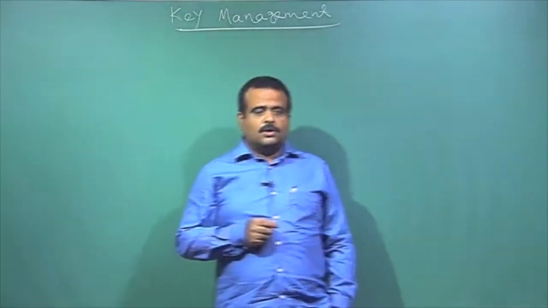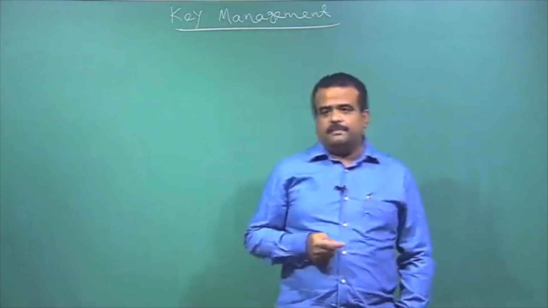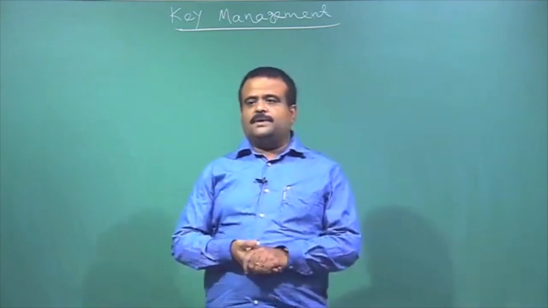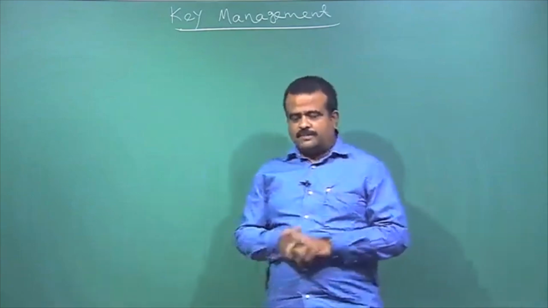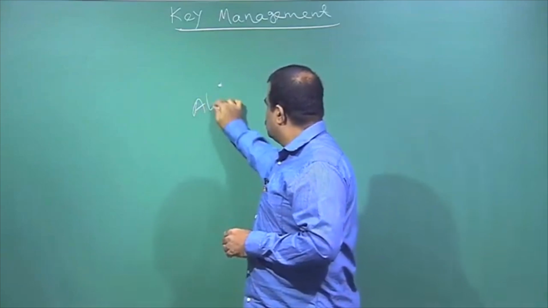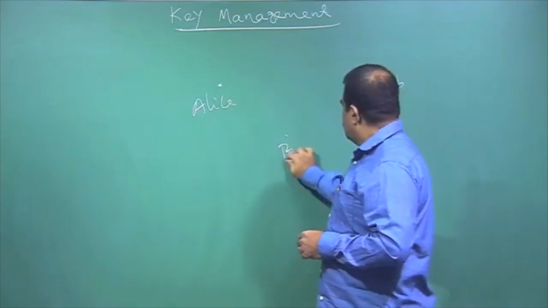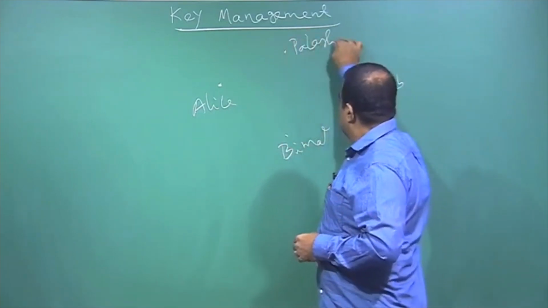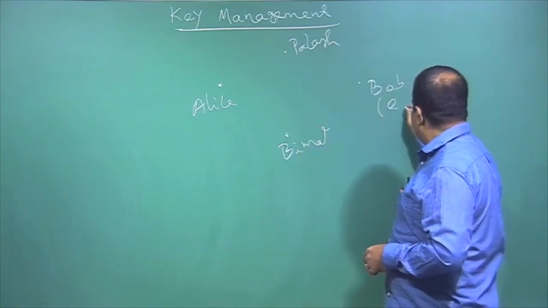Okay, so we talk about key management, how we can distribute the public key. If you are in a public key setup, how we can distribute the public keys. So in a public key setup, everybody has a pair of keys, public key and private key, or public key and secret key. So if there are a few parties, Alice, Bob, Bimal, Palas, and they are in a public key setup, everybody has their public key and private key.